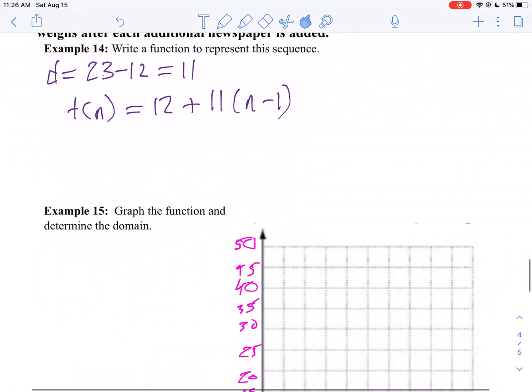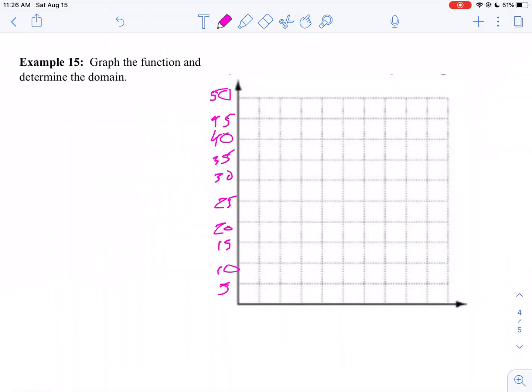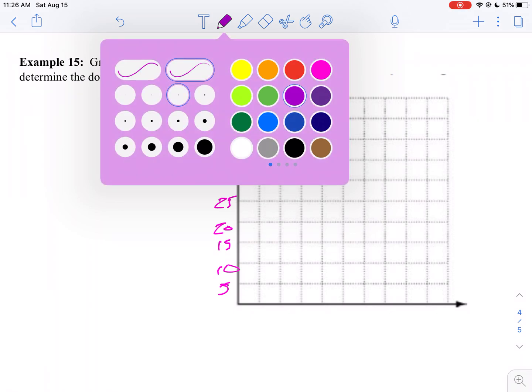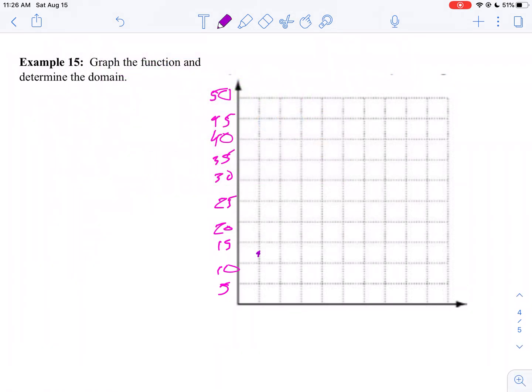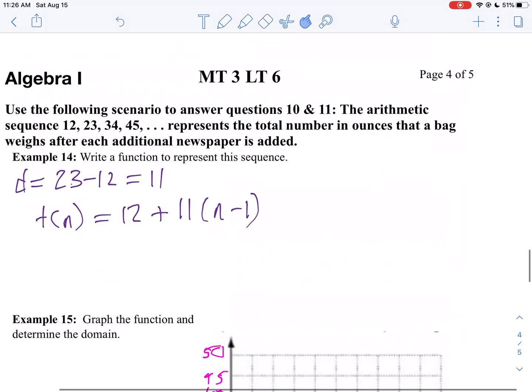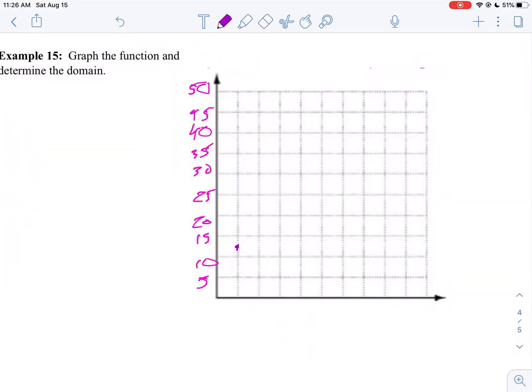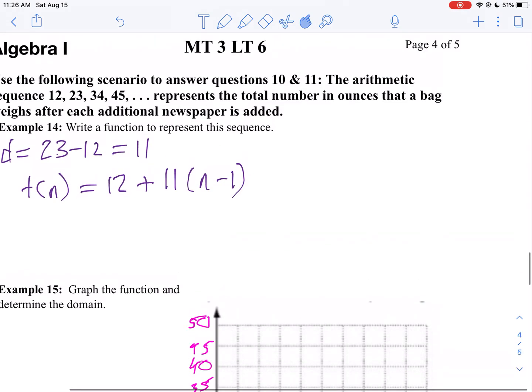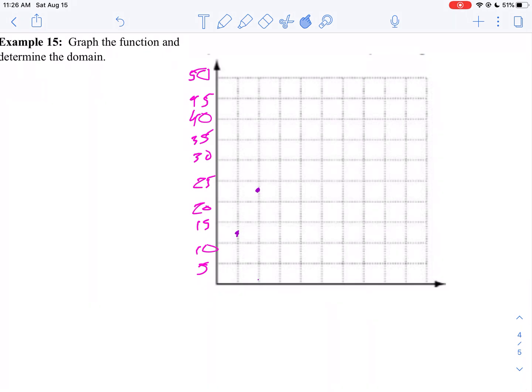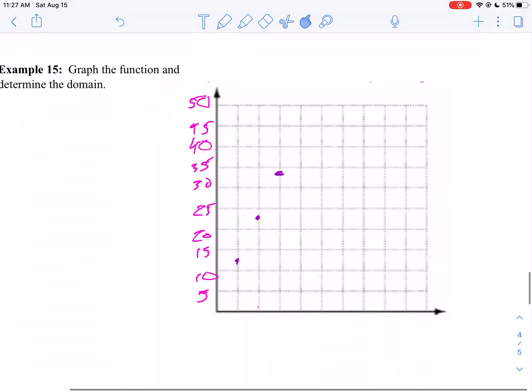If I have one bag of newspapers, I'm going to have 12 ounces. I should label my axis too. So 1 is going to be at 12. Two is going to be 23. Three bags is going to be 34. And finally, 4 bags is going to be 45.